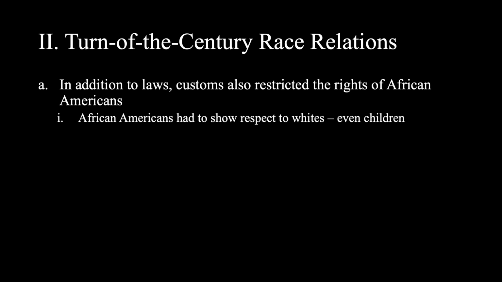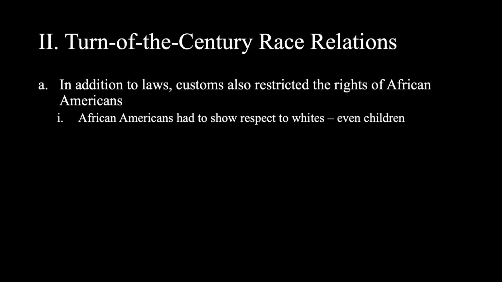in everything that happened, regardless of what kind of interaction it was, African Americans always had to make sure they were showing respect to whites, even to the point of kids, even children. Now, when we're talking about that, it's not saying that little kids had to be respectful to adults. Okay, that's something totally different.